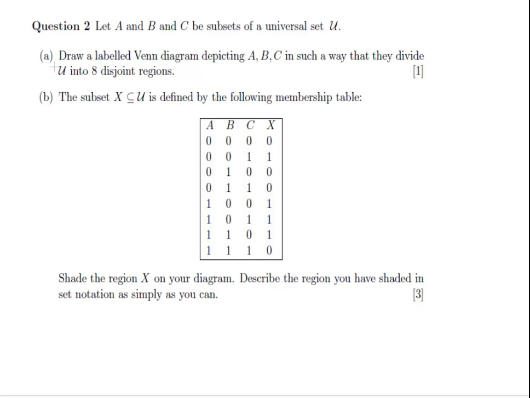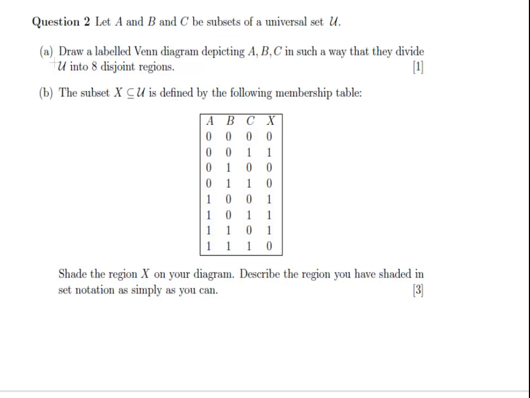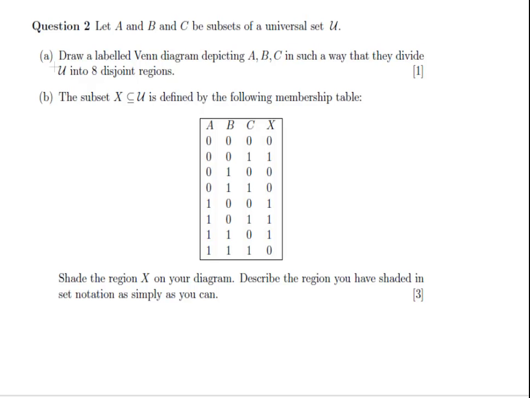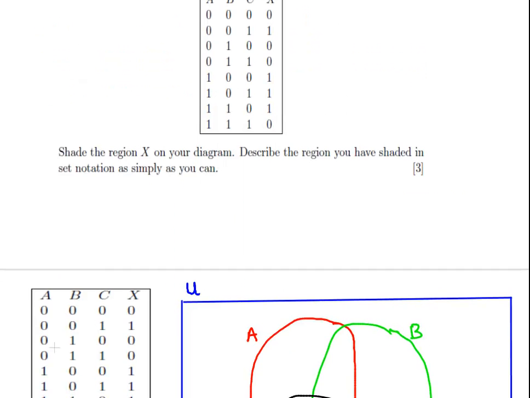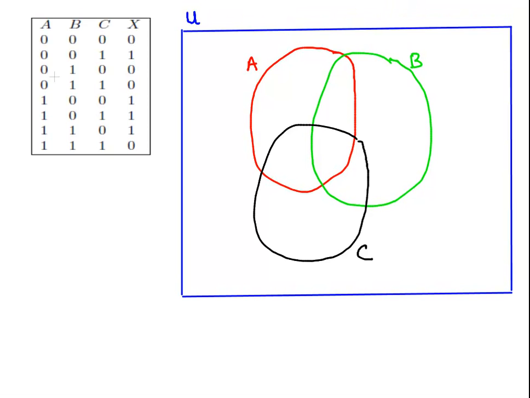The subset X, which is a subset of U, is defined with the following membership table. Shade the region X on your diagram and describe the region in set notation as simply as you can. Okay, so let's go back down to our Venn diagram here. There's the membership table just at the side. So what I'm going to do is pick out the relevant regions. First off, we have this region here, this region here, this region here, and this region here. These are the 4 regions that we have to shade in.